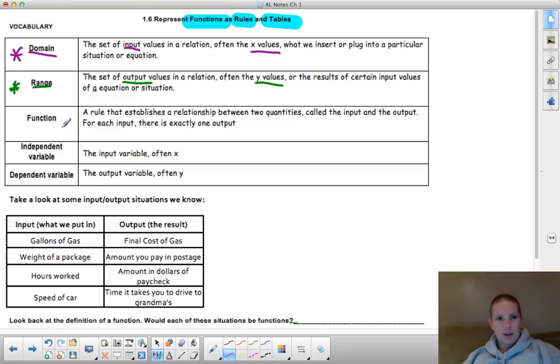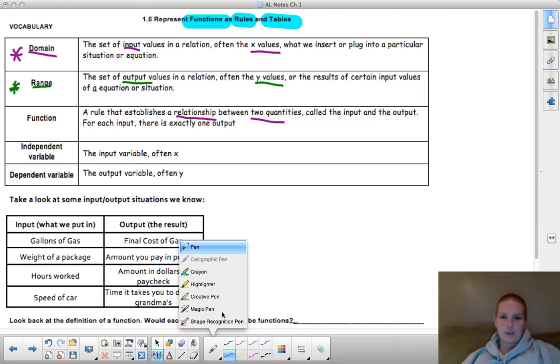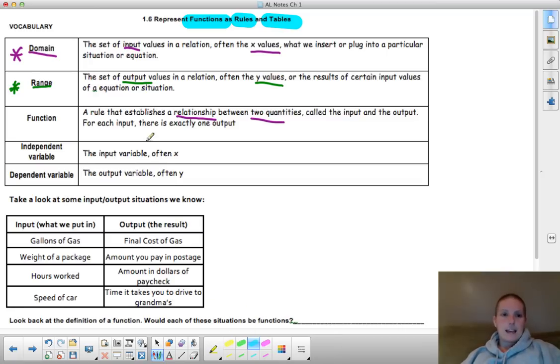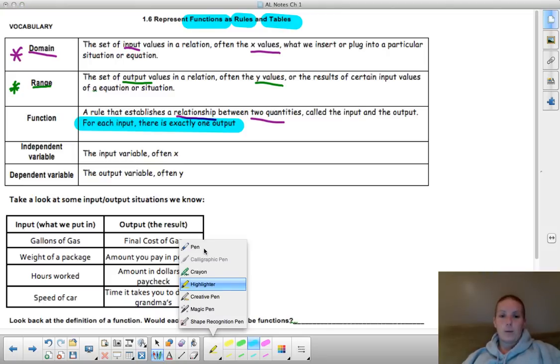The third vocabulary word here is the word function, a rule that establishes a relationship between two quantities called the input and the output. So a function is a relationship. The output is something that happened to the input. The nice part is this phrase right here. And actually I'm going to use a highlighter because it's a pretty important phrase. And it's the most important one. For each input, there is exactly one output. I'll read it again. For each input, there is exactly one output.